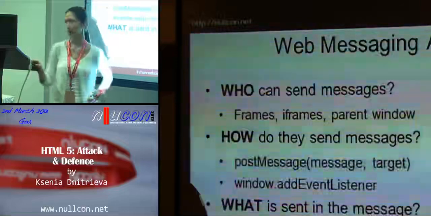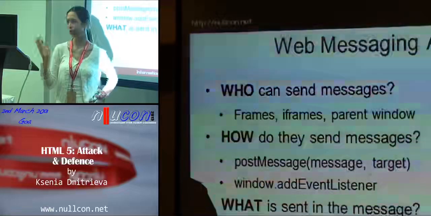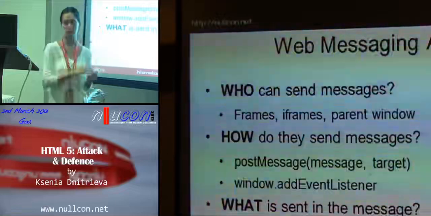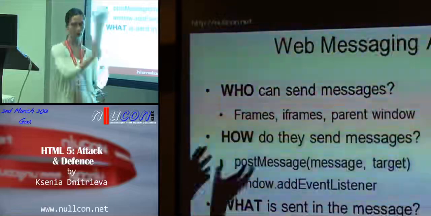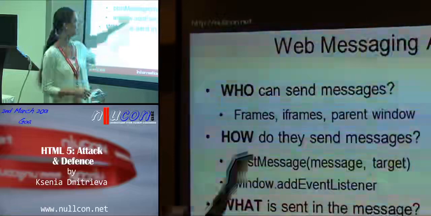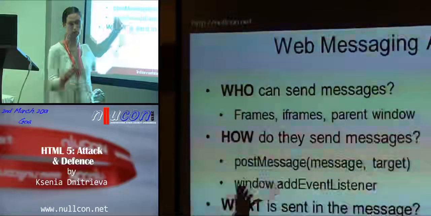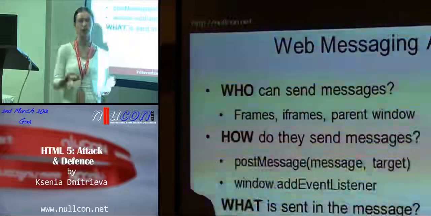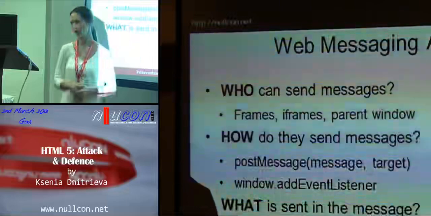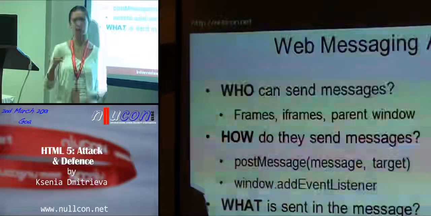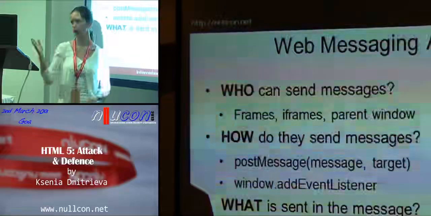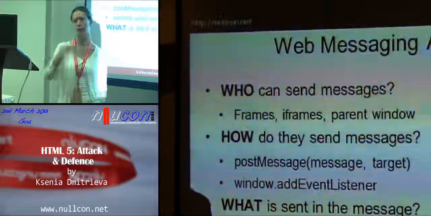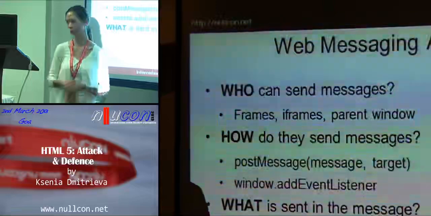Yep. So there are two APIs. There is the post message. The sender says iframe1.postMessage, sends the message, which is a text string, and then the target will be the URL of the receiver. And then on the receiver side, say in the parent document, you add an event listener to this message, and then when this message comes, it processes the message.